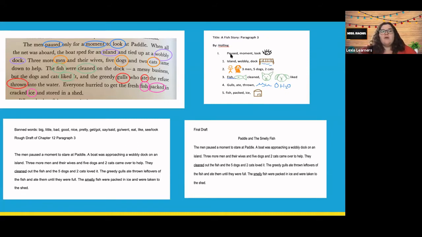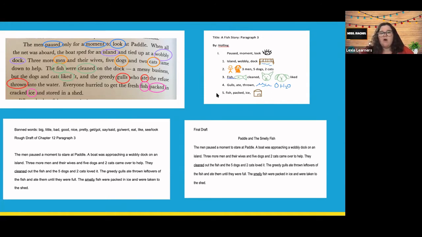And so for the words paused, moment, look, they did pause, moment, look, but with an I for the word look. They just wanted to write the word and draw the picture. They drew a picture for a dock. They drew the men and women, the fish, the cat, the dog, the water, all of those different things, a house or shed. And so they were able to kind of make it their own at this point.